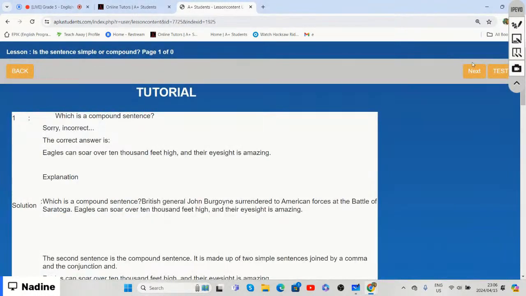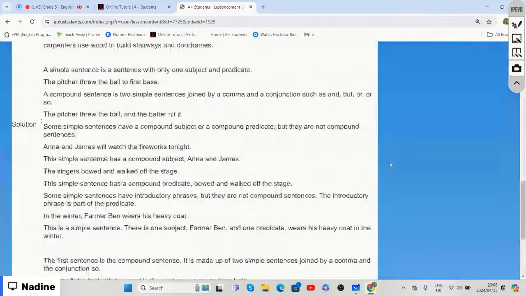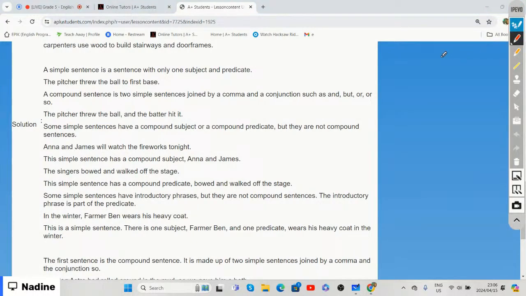So we're going to our first lesson. And it says, a simple sentence is a sentence with only one subject and a predicate. So a simple sentence has only one subject and it has a predicate. It's telling us only one person or thing that's doing the action and one action that is being done.